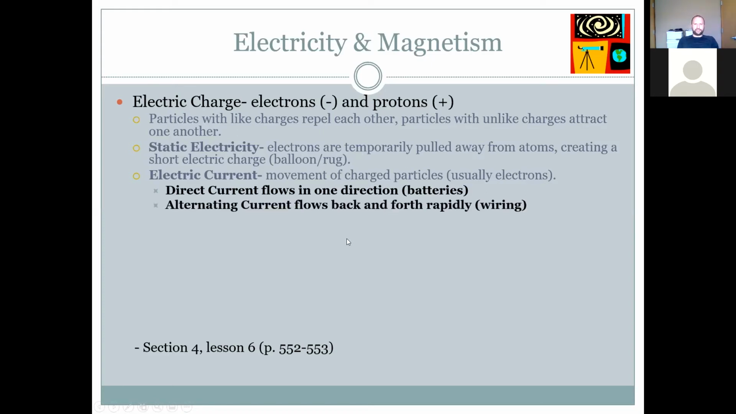When we talk about electric current, there are two main types: one is direct current and one is alternating current. Direct current is electricity that flows in one direction. In other words, there's a starting point and an end point. If we have a flashlight with three batteries in it, and those batteries are chained one to the other, then that electricity is only flowing in one direction.